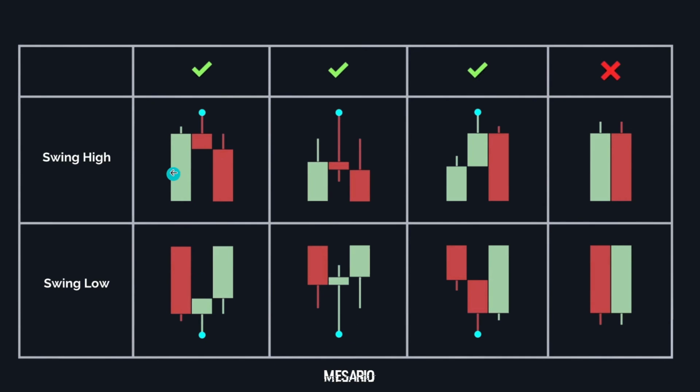Simply put, as you can see, we have a candle on the left and a candle on the right, and the central candle is above them. That is, there should be no higher maximum. Here it's the same, with a candle on the left, a candle on the right, and this candle should be the lowest of all. When candles don't form like this, we cannot count it as a swing.